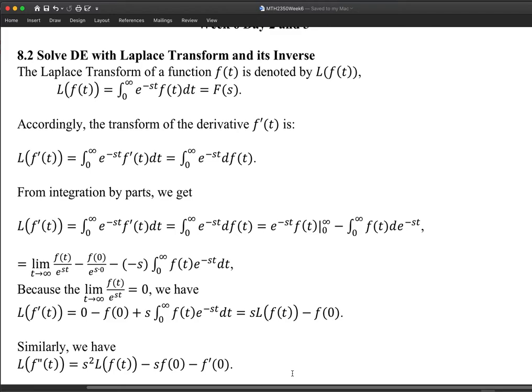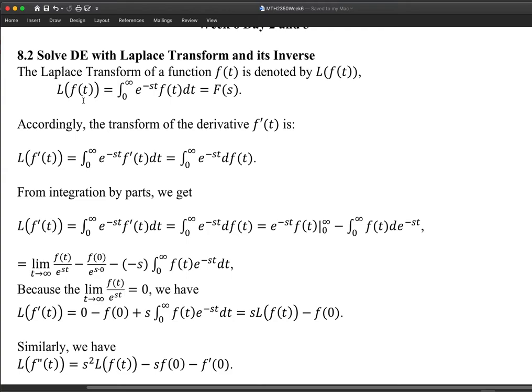Matrices. And we are moving to our last topic. And it is in chapter 8, section 8.2. It is to use Laplace transform and its inverse to solve differential equations. Before we really get to the point to solve differential equations with Laplace transform, we still have a little bit more work to prepare. And so here it is the work I'm talking about.